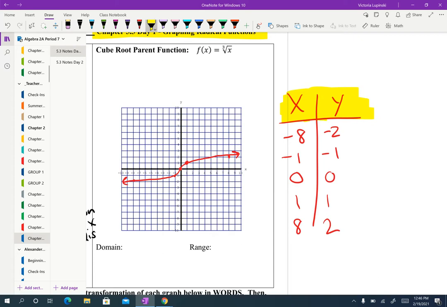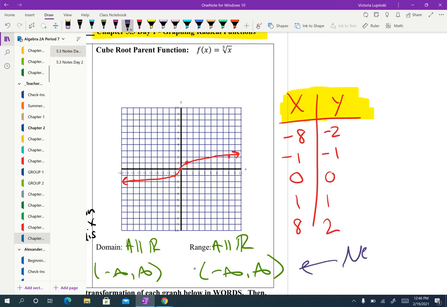So when it comes to domain and range, it turns out that this is actually going to be much simpler. The domain and the range is always going to be all real numbers. And of course, in interval notation, you would write all real numbers as negative infinity to infinity, and you're always going to parenthesize those. Here's the even better thing about domain and range: these never change.